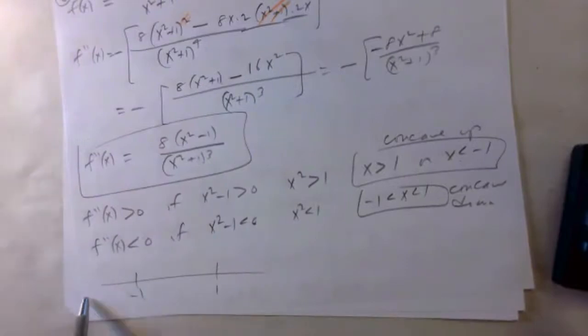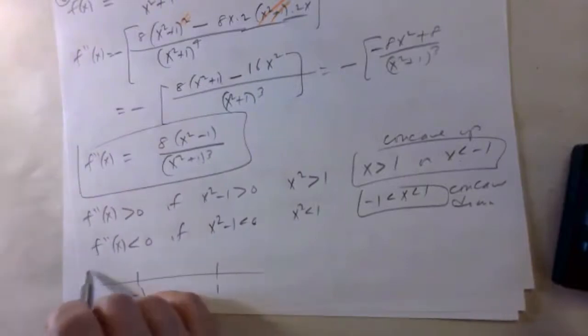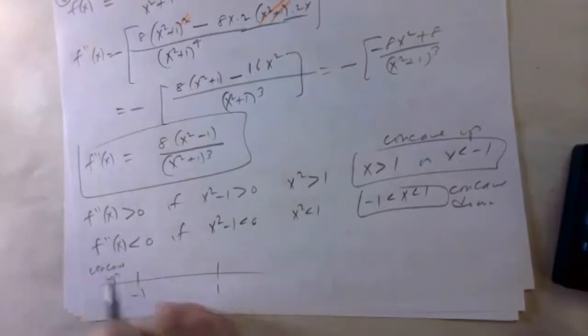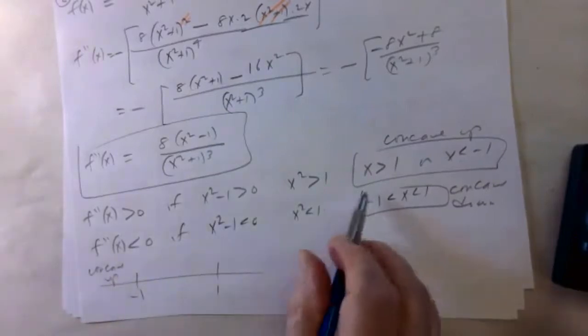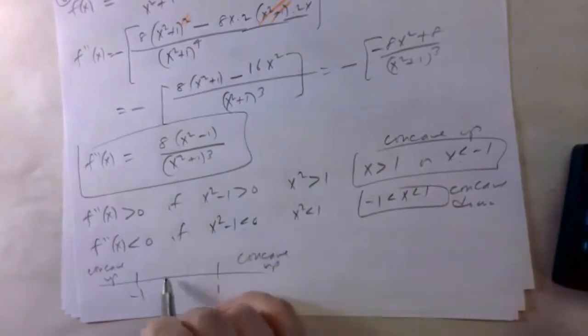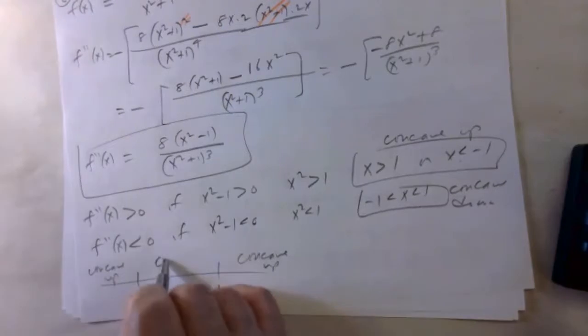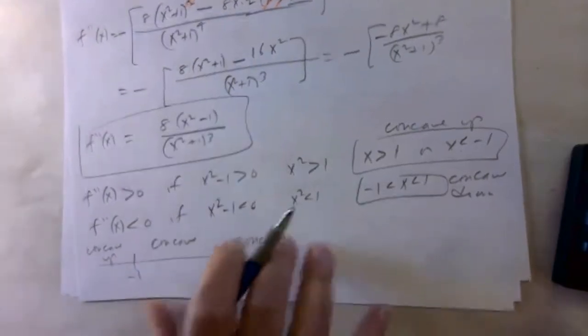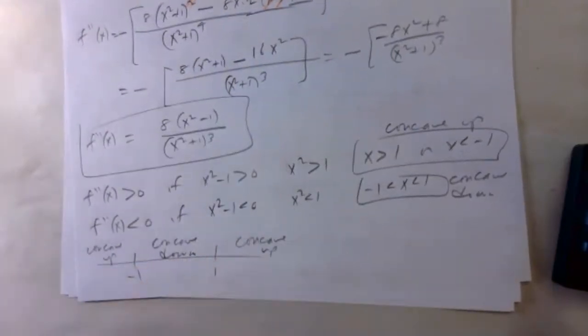So from minus infinity to minus 1, this is concave up. And from 1 to infinity, it's also concave up. And from minus 1 to 1, it's concave down. All right. Let's see. Questions about that?